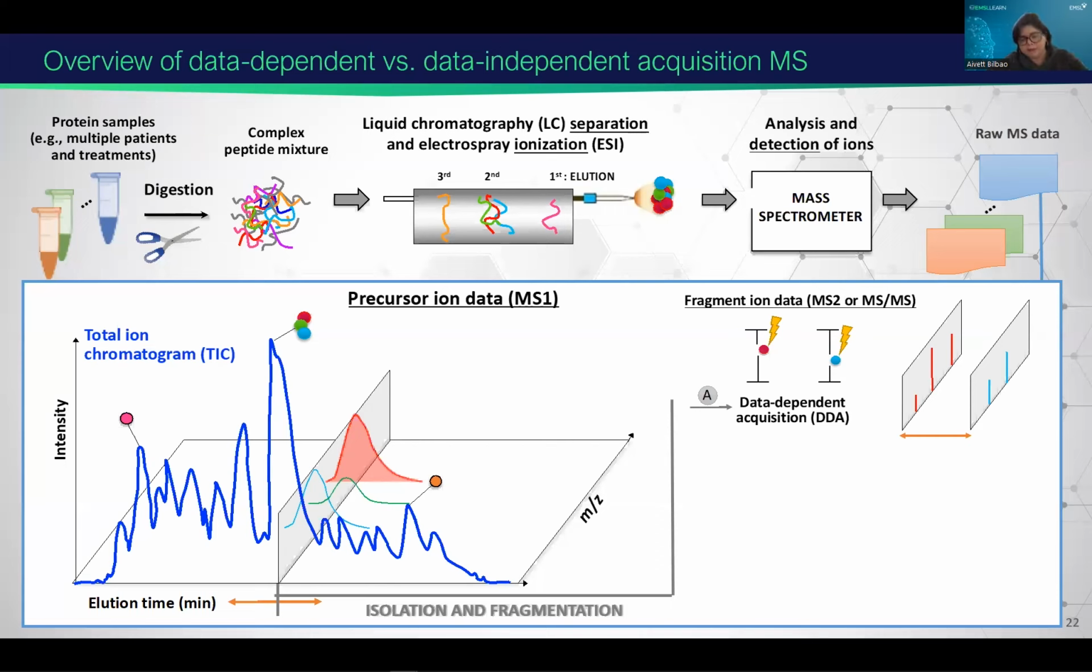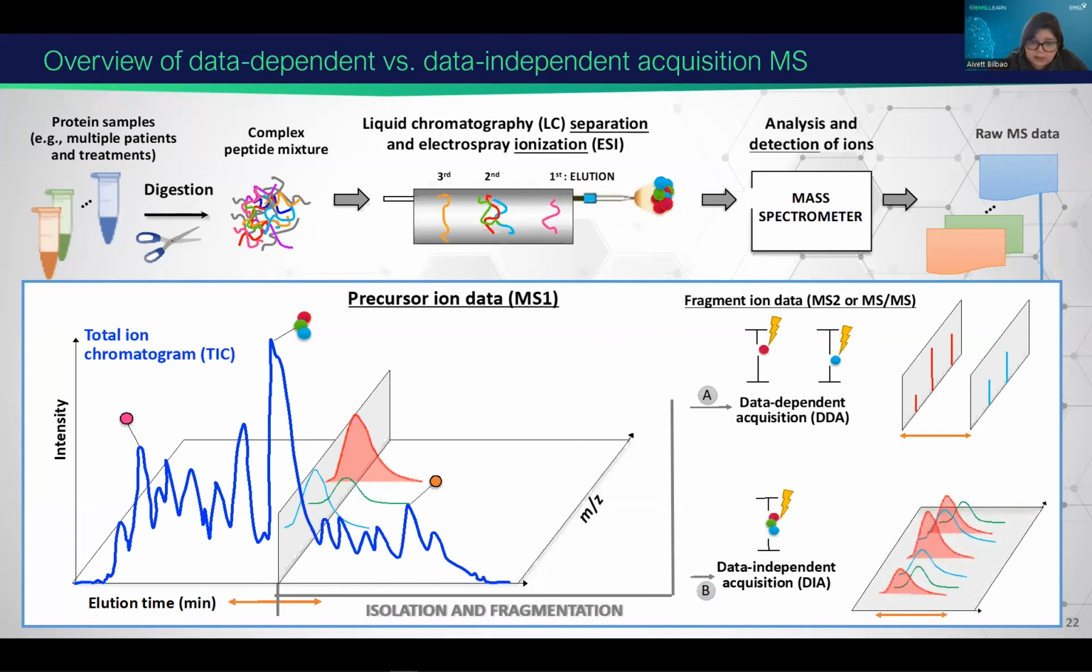And then we have this alternative mode of operating the instrument called data independent acquisition, where instead of selecting specific molecules, all the molecules that elute at every time point are fragmented and MSMS information is collected for all of them, which means the data is more comprehensive, but at the same time requires more advanced or sophisticated algorithms to be processed.